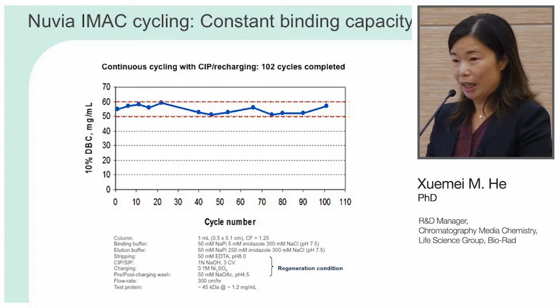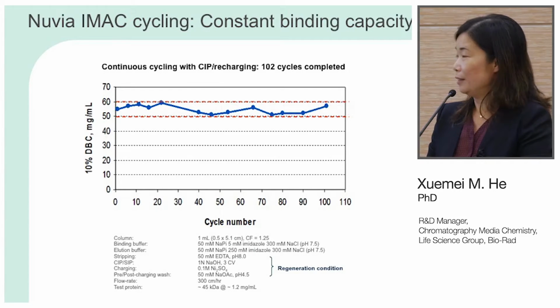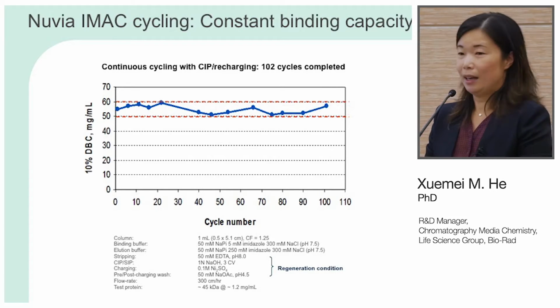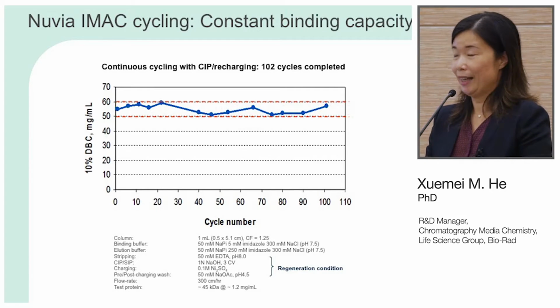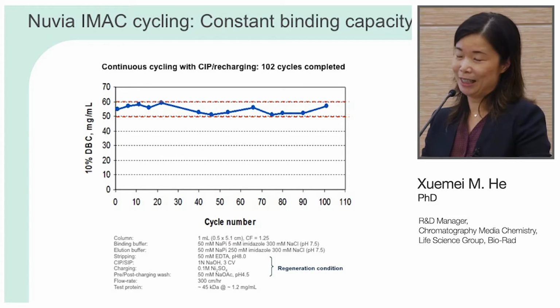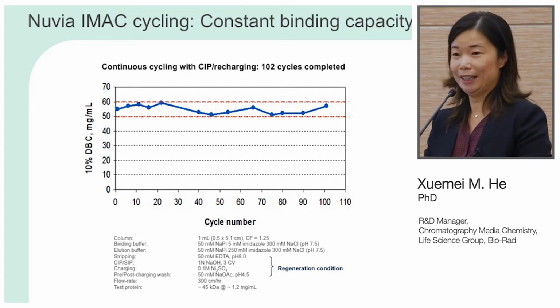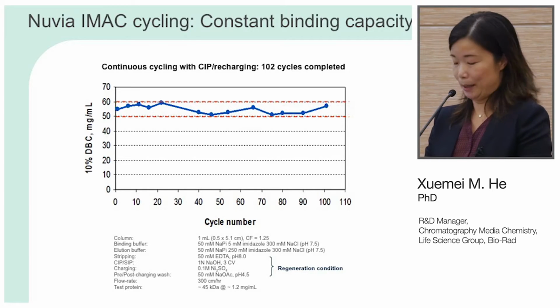We use EDTA to strip the nickel and then apply sodium hydroxide to clean the column, and then recharge, and then load the next round of E. coli lysate. And then we also park the column in sodium hydroxide for a while, and then load another batch of E. coli just to see with different lots of feed material whether we're seeing consistent binding capacity.